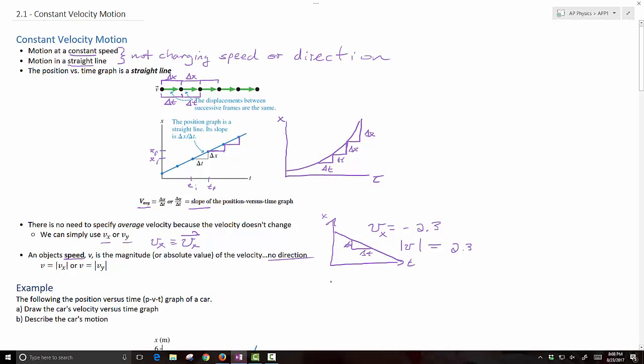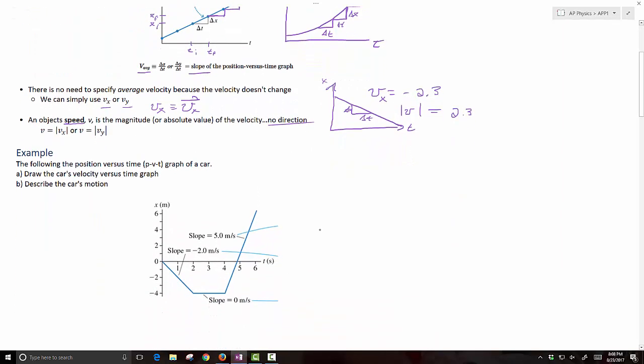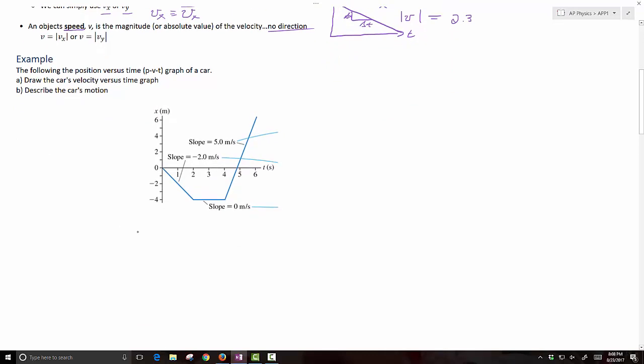Example. So let's look at a graph of position versus time. The slopes are marked. And what we want to do is draw the car's velocity versus time graph. So we want to be able to go from a position versus time into a velocity versus time. I'm going to do it down below. It might make it a little easier. We'll see how well I can draw now.